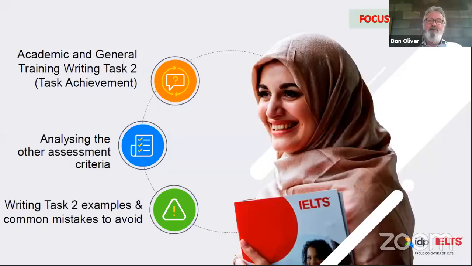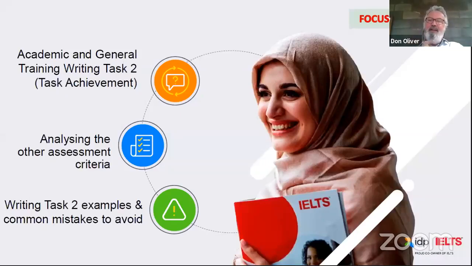In task 1, it's called task achievement. But the idea is the same. It's basically, do you understand the question? And do you respond to the question fully? We're going to look at the other assessment criteria as well. And there are 3 of those, remember. There's coherence and cohesion, lexical resource, and grammatical range and accuracy.